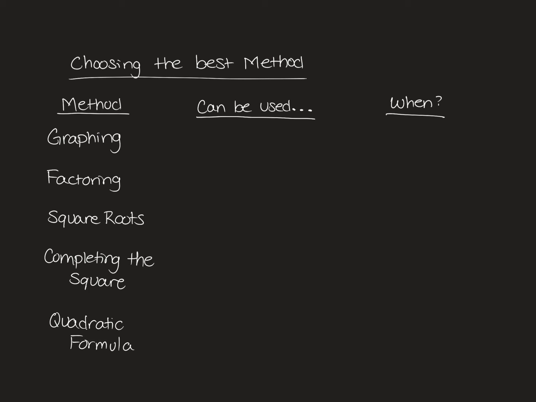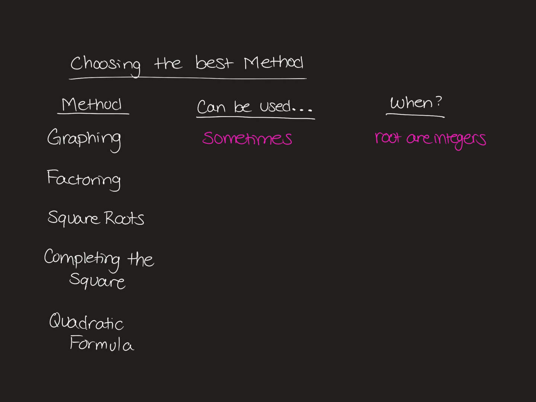We can use the discriminant to choose the best method to solving a quadratic equation. Let's look at some of these. These are all the methods that you have learned to solve a quadratic equation. Let's look at graphing. Graphing can be used sometimes. It only works if your roots are integers, meaning they are whole numbers, positive or negative.